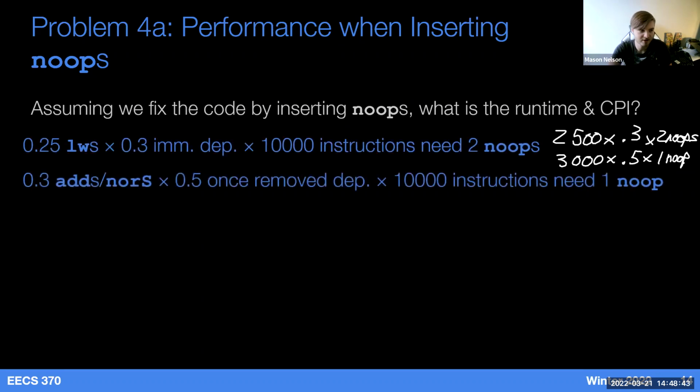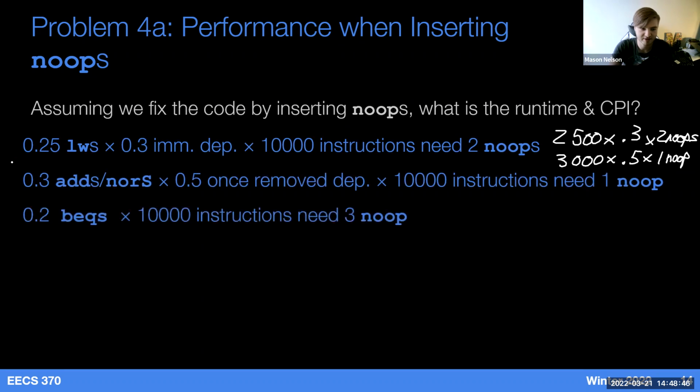So here's the numbers explicitly. And I did forget that we have our BEQs. Right now, we're not worrying about whether or not a BEQ is taken, because when we're doing avoidance, we're going to put in our BEQ and then three NOOPs immediately afterwards, so that we don't need to know if it's taken or not to make sure that we don't execute anything. And so that means that our 2,000 BEQs, there's going to be three NOOPs for every single one. So that means that we'll add in a total of 6,000 NOOPs for our BEQs. And then look up here, we'll have 1,500 for our add NOR. And I think this also comes out to 1,500 for our LW.